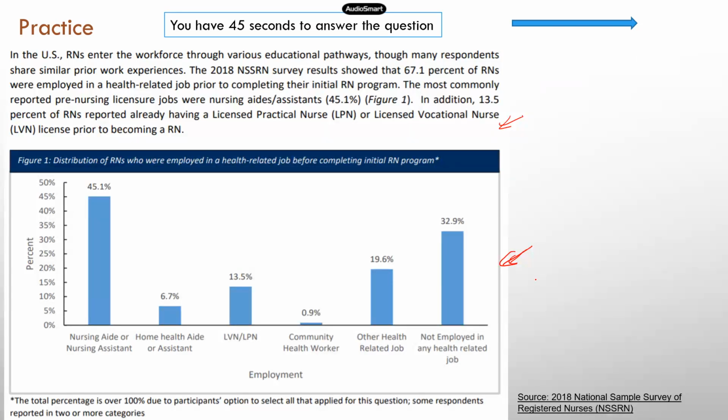Now, this material actually came from a study that I found. This is the 2018 National Sample Survey of Registered Nurses. And from the passage, you can see that RNs enter the workforce through various educational pathways. So that means this material probably talks about the educational background of RNs, right? Before they enter that RN program.